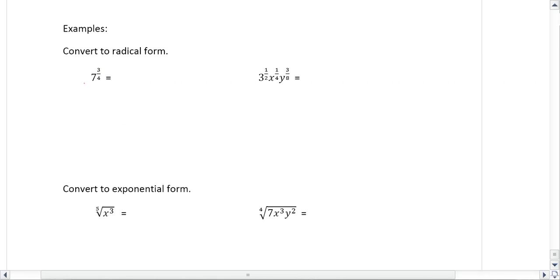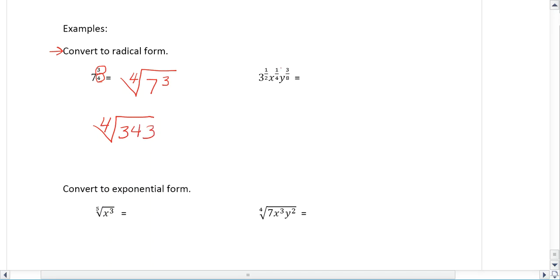Here we're given in exponential form, and it says convert to radical form. So remember, this denominator is the root. So this is going to be a 4th root of, and then 7 is our number, and this top number is the exponent. So it's the 4th root of 7 cubed. And 7 cubed is 343, so this is the 4th root of 343.